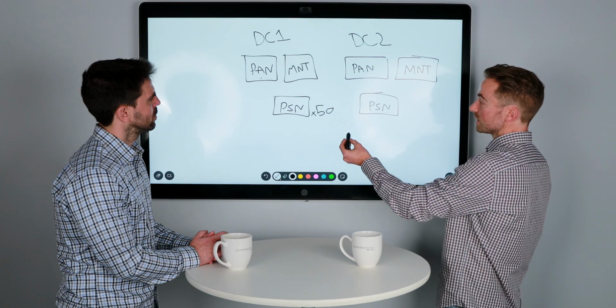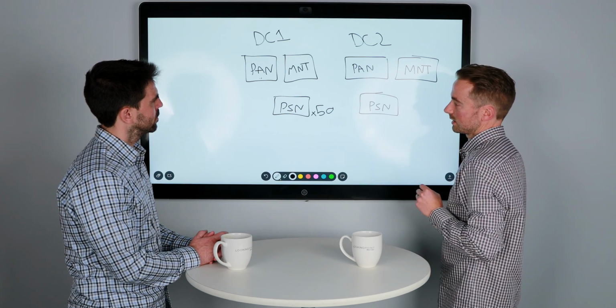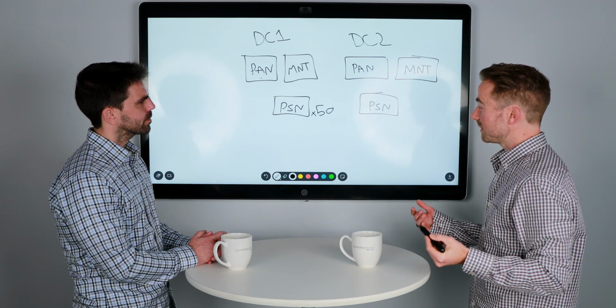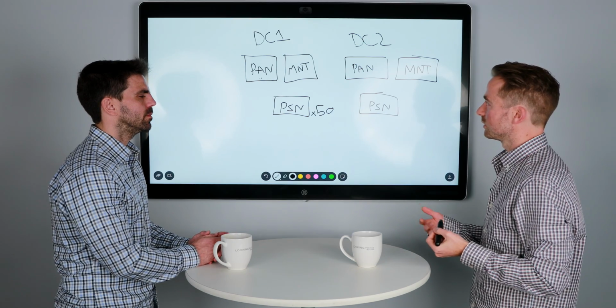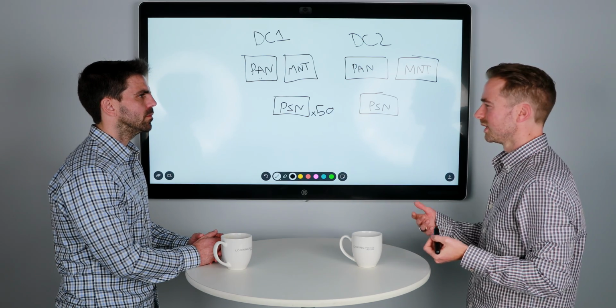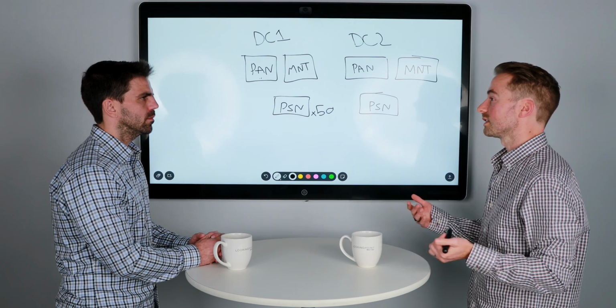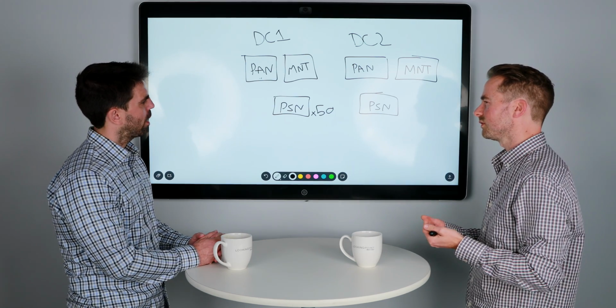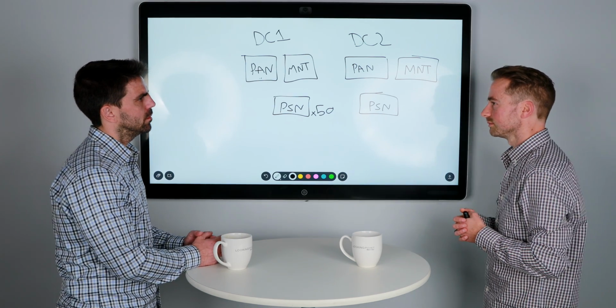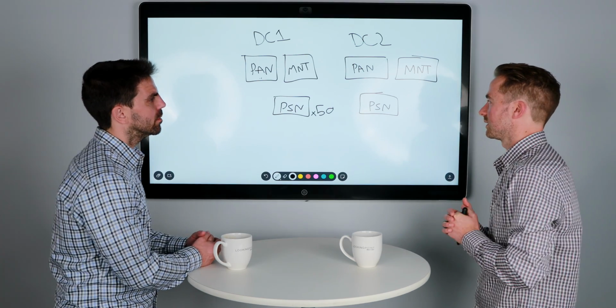But this solution can scale up to have 50 dedicated policy service nodes. What that means in the end, I think right now the current scale is ICE can support somewhere along the lines of 500,000 endpoints connected to a single deployment, which really covers the use case for most organizations.